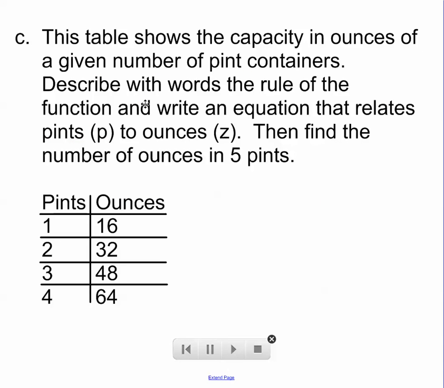This table shows the capacity in ounces of a given number of pint containers. Describe with words the rule of the function and write an equation that relates the pints P to ounces Z. Then find the number of ounces in 5 pints. Okay, first thing, describe with words. How about we just say there are 16 ounces in every pint?